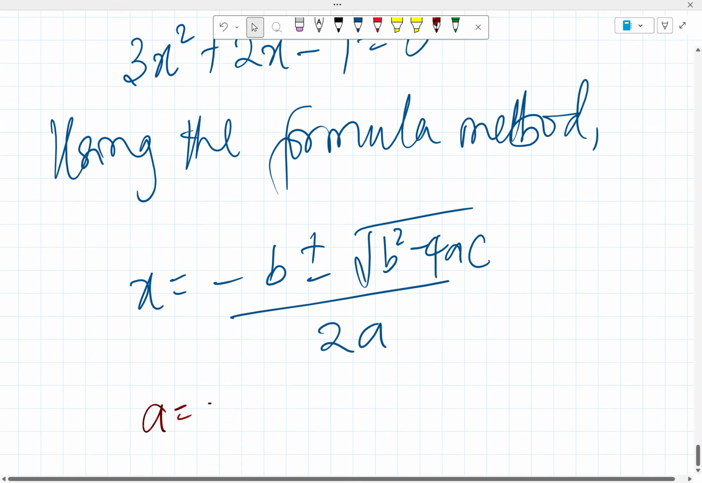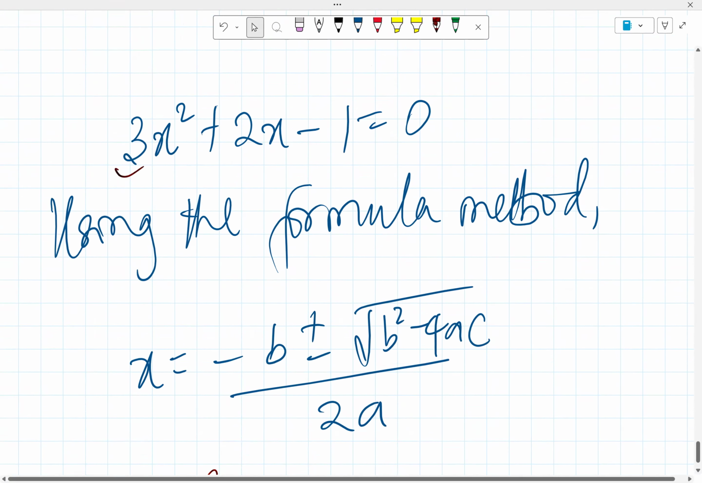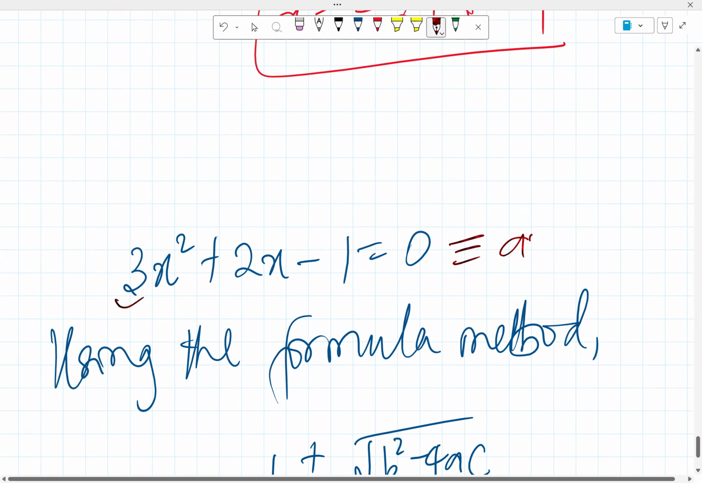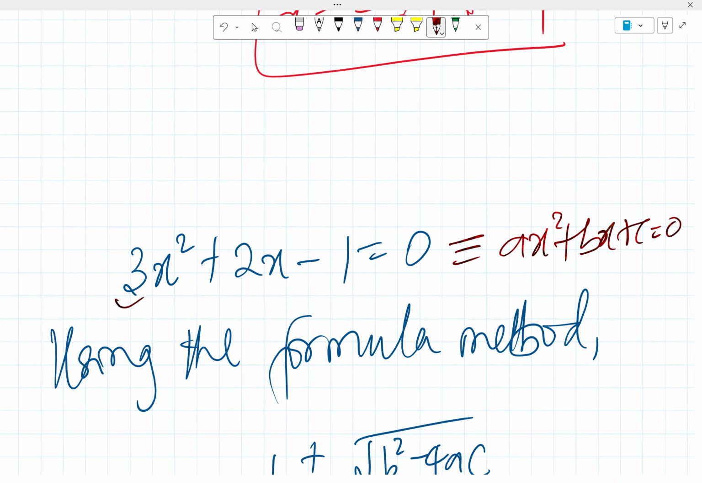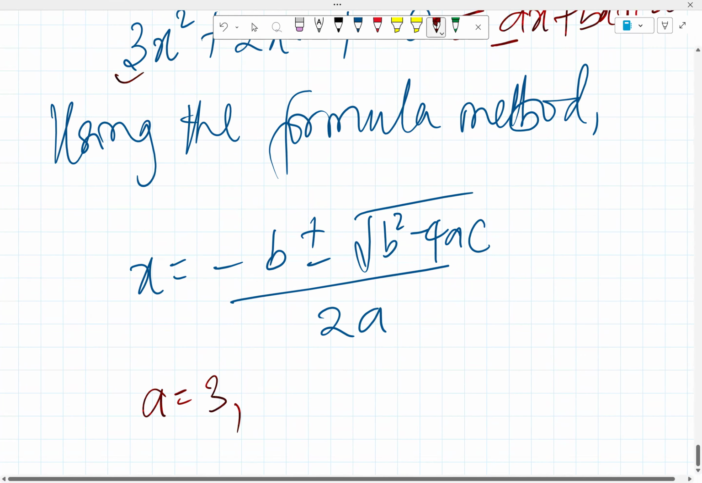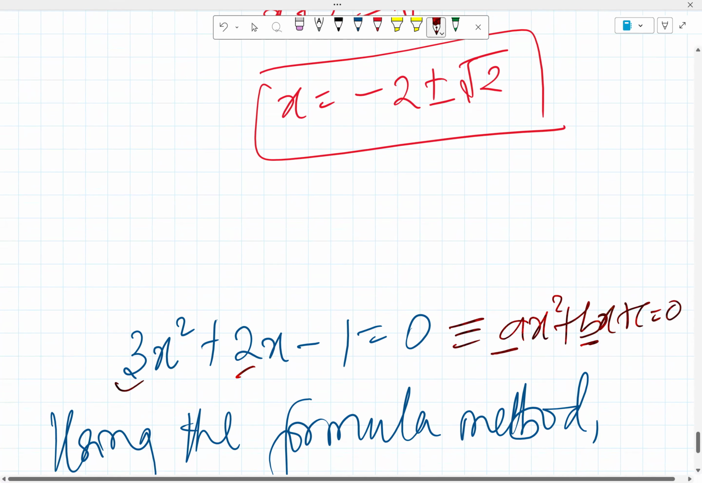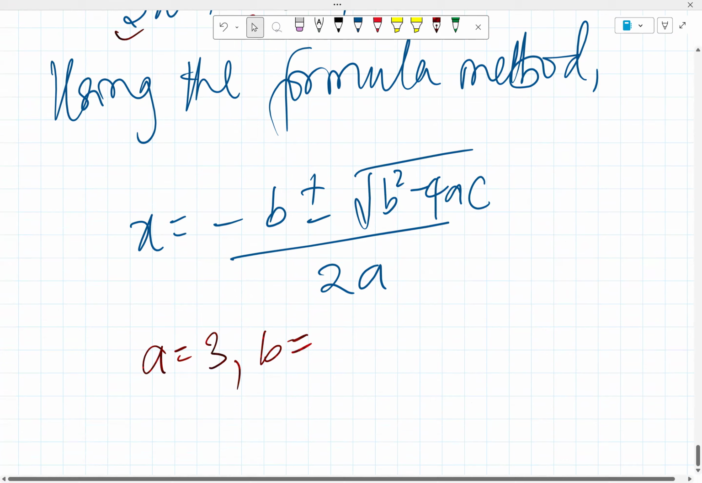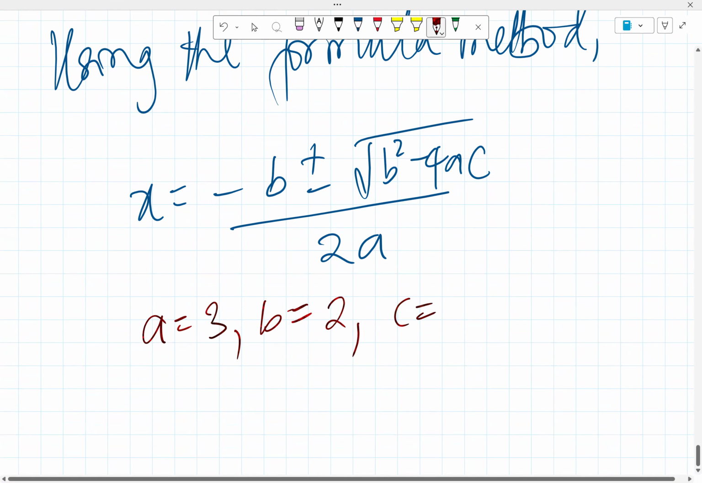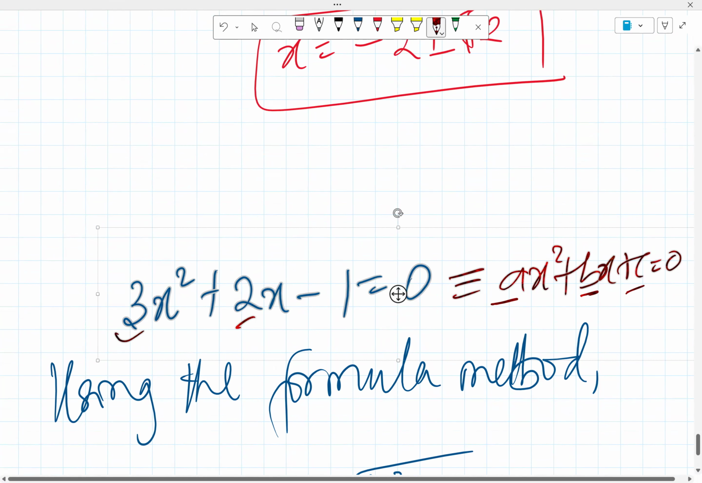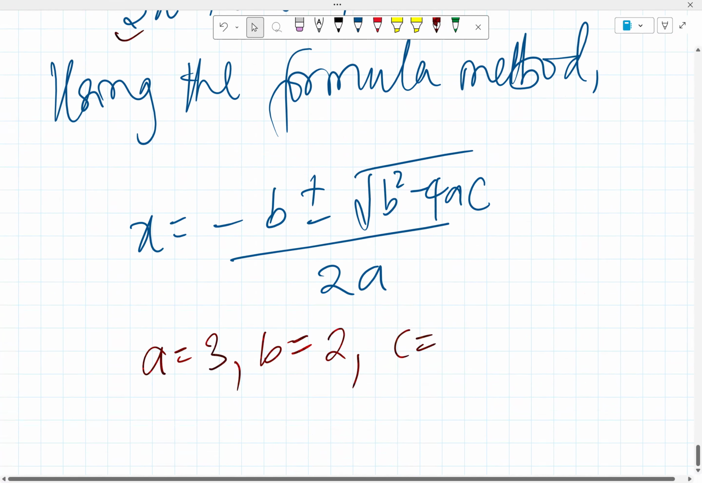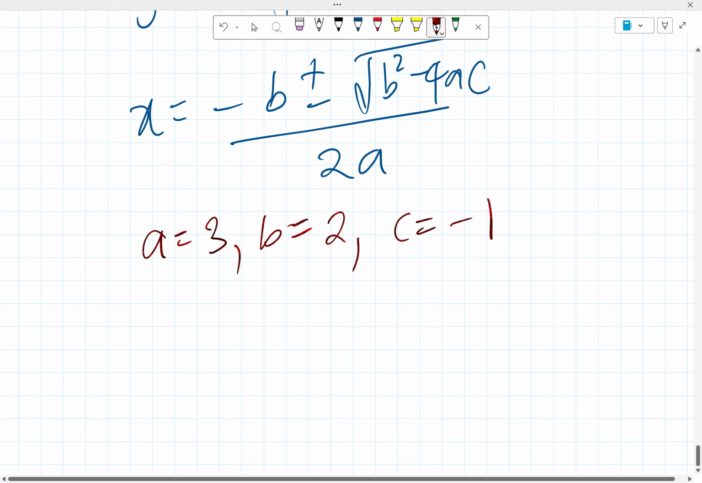A is 3. That's the coefficient, because this is similar to ax squared plus bx plus c equals 0. Okay, so a is 3. Then b is the coefficient of x. That's 2 in this case, plus 2. So we take the sign with it, don't forget. And c is the constant. So the constant here is minus 1. Don't leave the minus behind, because if you do that, you miss the answer.